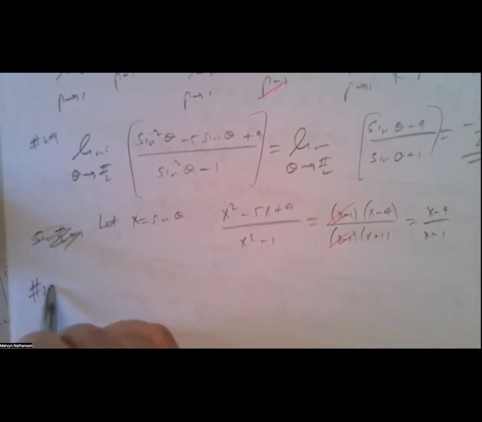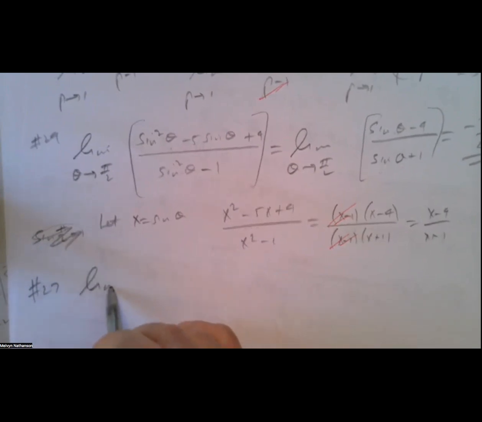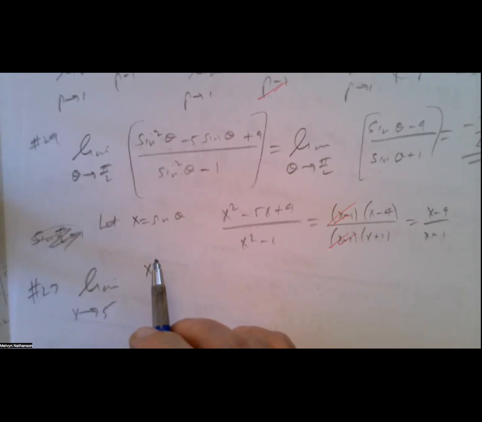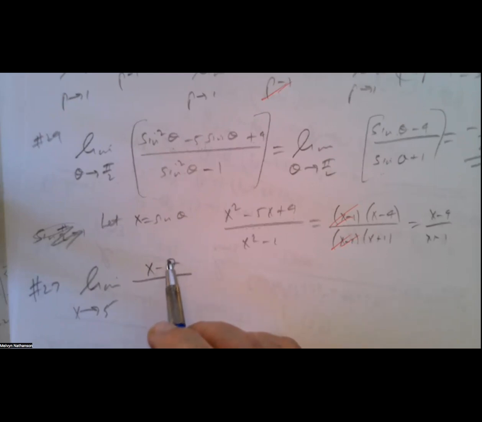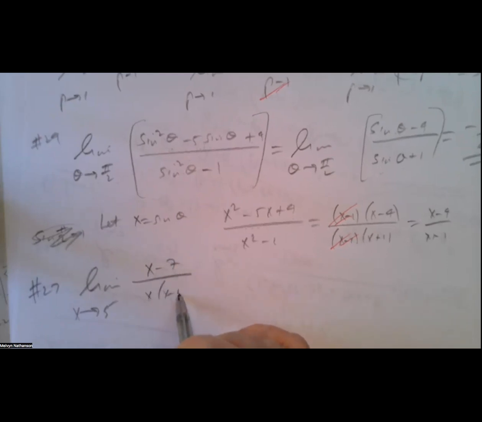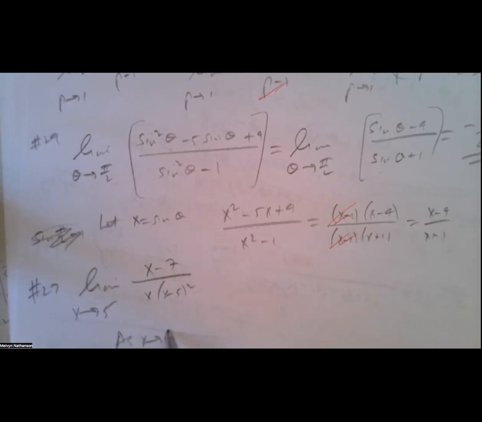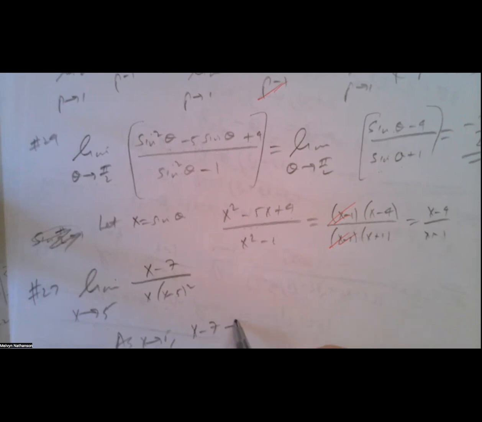What about number 27? So this is the limit as x goes to 5 of x minus 7 over x times x minus 5 squared. So what happens to this as x approaches 5? As x goes to 5, x minus 7 goes to 5 minus 7, or minus 2. So this numerator is approaching minus 2.